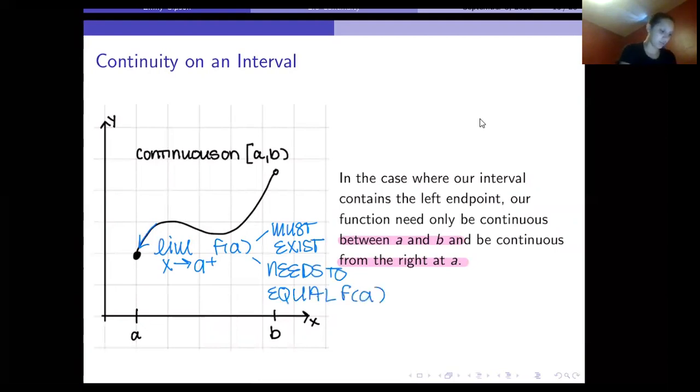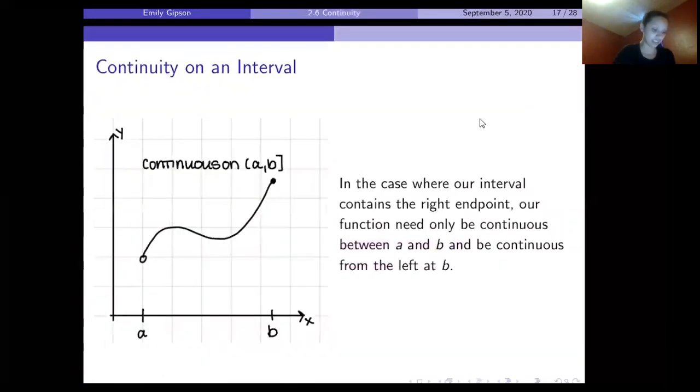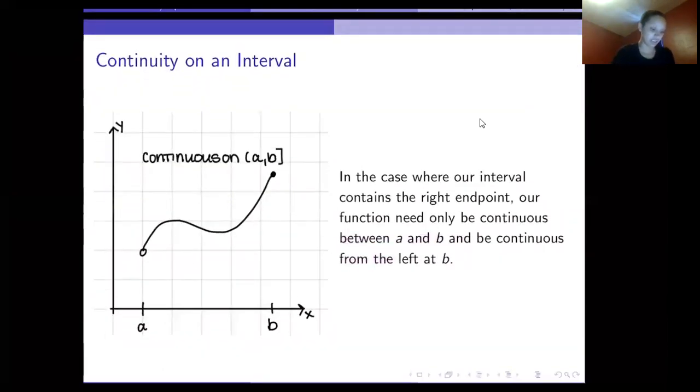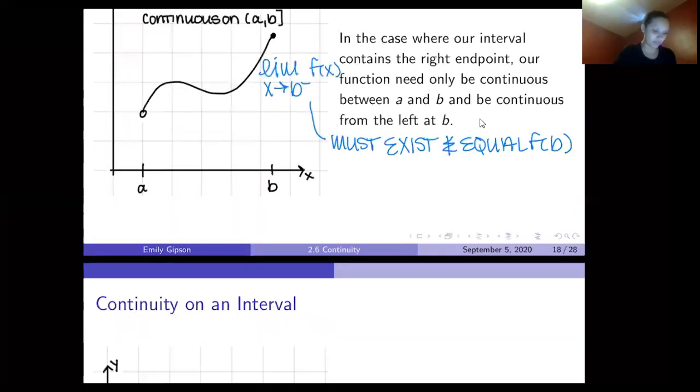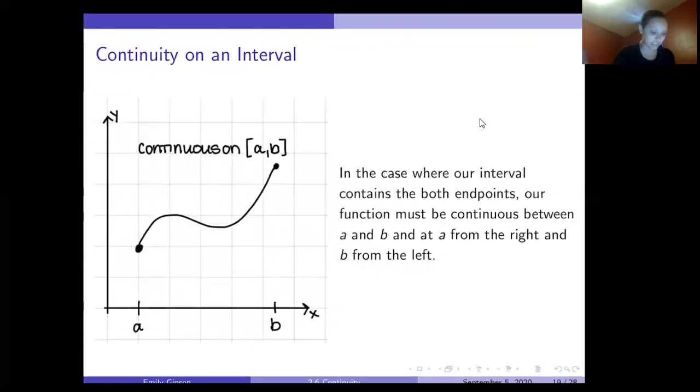And we see the same thing when we include the right endpoint. In the case where our interval contains the right endpoint, our function needs to only be continuous between a and b, and continuous from the left at b. So the limit as x approaches b from the left of f of x must exist and equal f of b. And finally, when we include both our endpoints, our function must be continuous between a and b, at a from the right and b from the left.